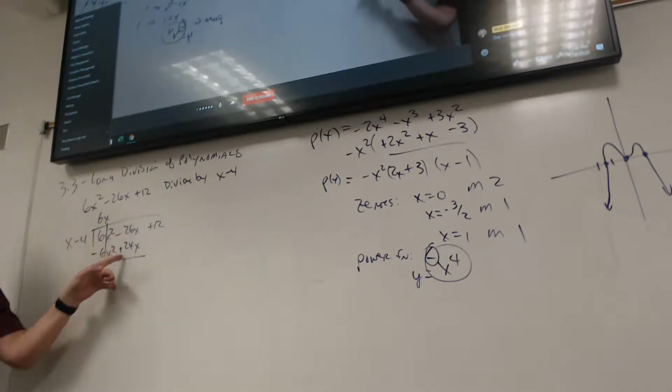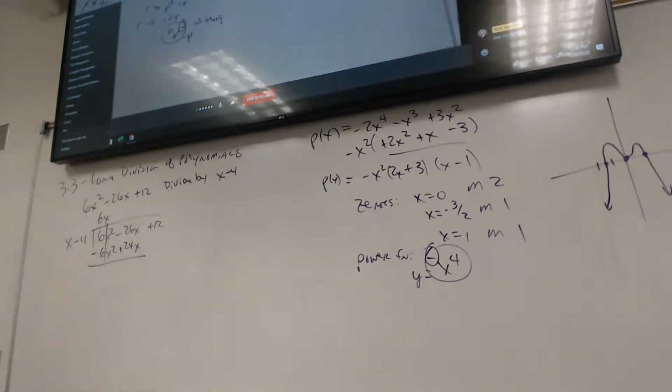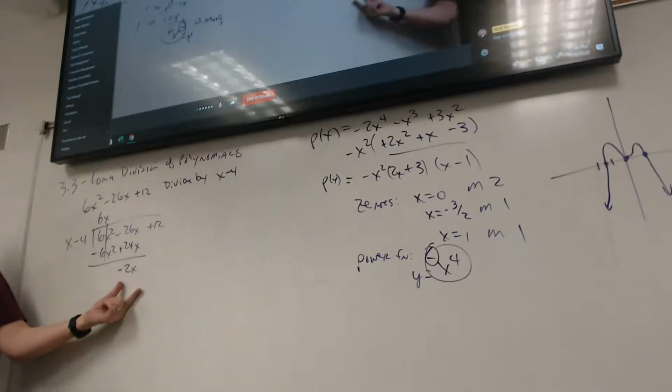Negative 26x plus 24x is what, Joey? Is it 2x or negative 2x? Negative 2x. Make sure we get our signs right, because that'll mess it up if we don't. It's a real easy place to mess up signs. Does x go into negative 2x?